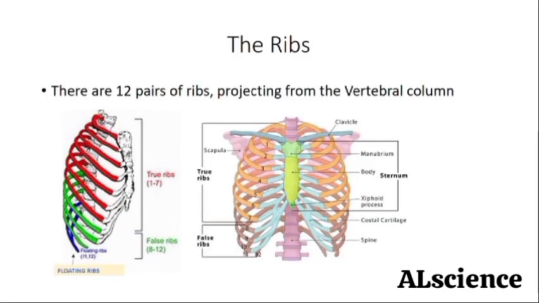The ribs. There are 12 pairs of ribs projecting from the vertebral column. 7 pairs are directly attached to the sternum, and they are called true ribs. 5 pairs are not attached directly to the sternum, and they are called false ribs. And 2 pairs are floating ribs. It means that they are not attached to the sternum. This is all about the axial skeleton.